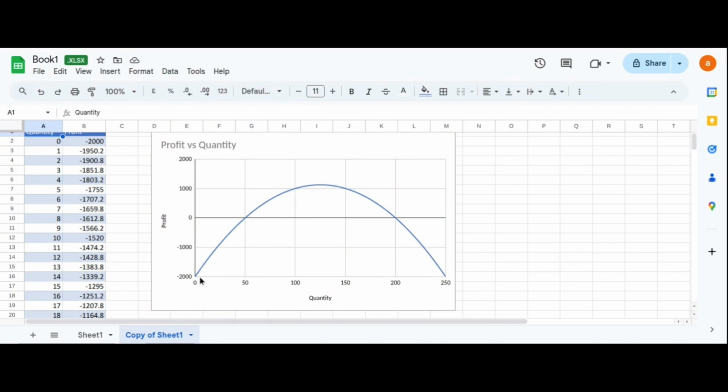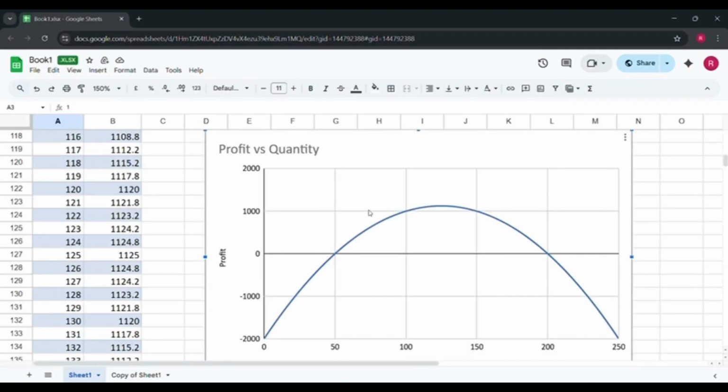From quantity 0 until quantity 250, the graph initially increases and then decreases. At quantity 0, the profit starts at negative 2000, and then the profit rises and reaches its maximum point at 125, where the profit is 1125. So, if we produce more or less than 125 units, the company's profit will start to decrease. This is the highest point, and more or less than this quantity, profit will start to decrease.